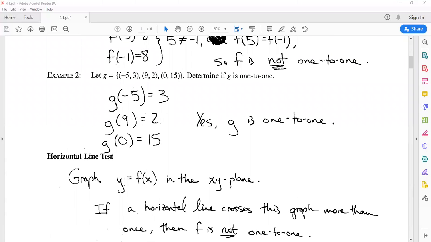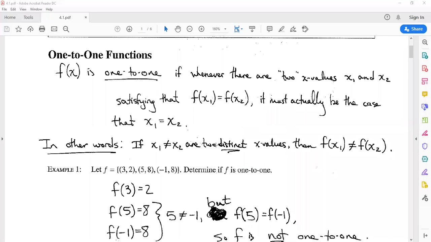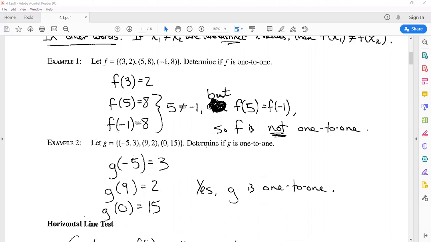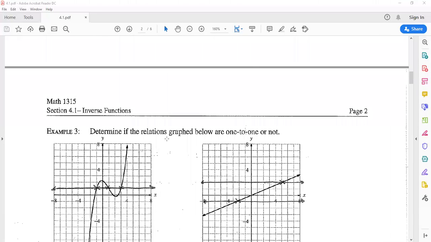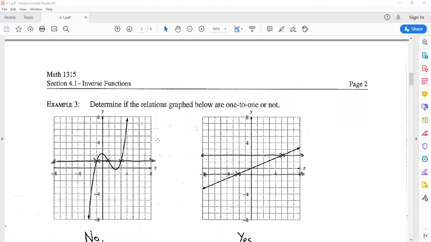So let's graph y equals f of x in the xy plane. And then if a horizontal line crosses that graph in more than one place, then f is not one-to-one. So they call this the horizontal line test. It's analogous to the vertical line test, right? For determining if we have the graph of a function. And the definition here too is very similar, where we just interchange the roles of x and y, right? So let's look at some graphs here and determine if they are one-to-one graphs or not.